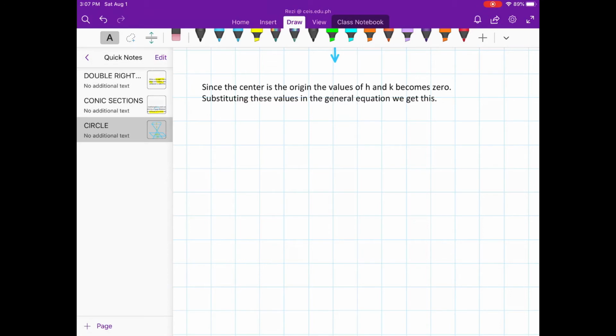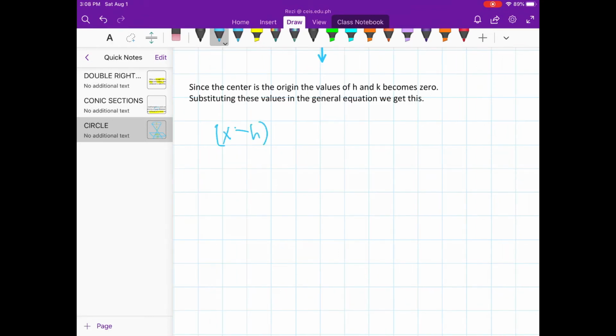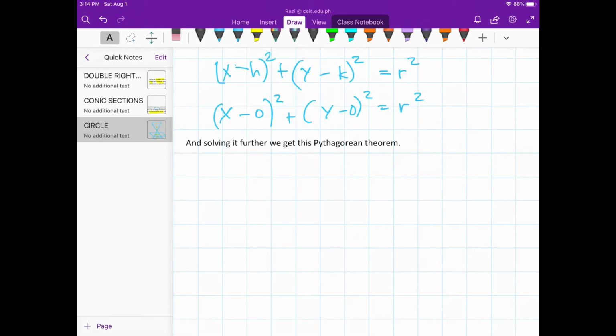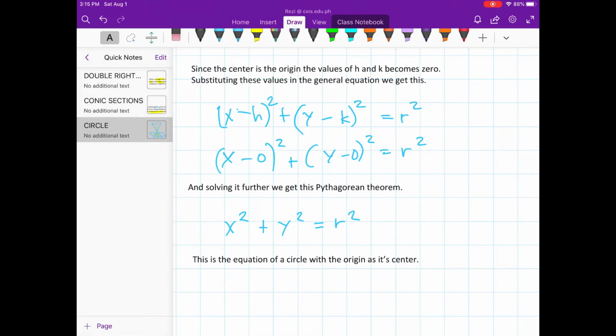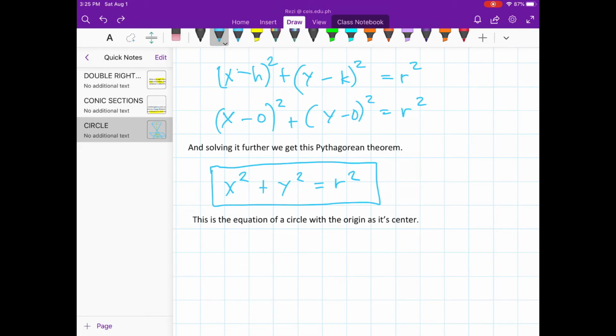Since the center is the origin, the values of h and k become 0. Substituting these values in the general equation, we get this one. Solving it further, we get this, the Pythagorean theorem. So this is the equation of a circle with the origin as its center: x squared plus y squared equals r squared. So for example, we have x squared plus y squared equals 9.